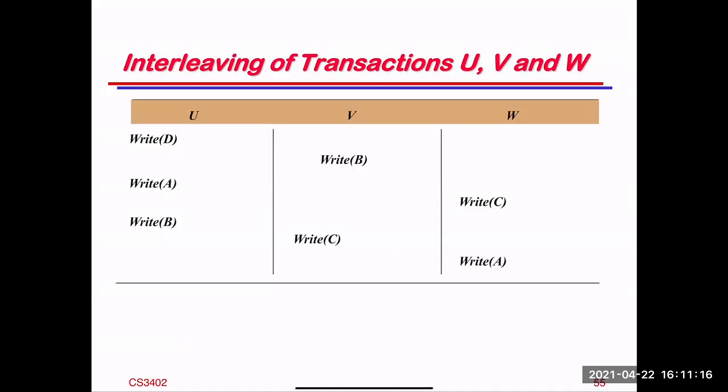Okay, so let's look at an example here. We have 3 transactions, U, V, and W, and these are the operations here. They're accessing 4 different objects, A, B, C, and D. So let's draw the wait for graph. And of course, we need one node for each transaction that we have.